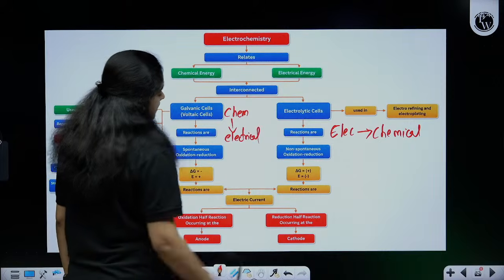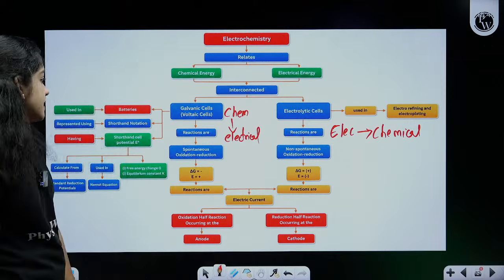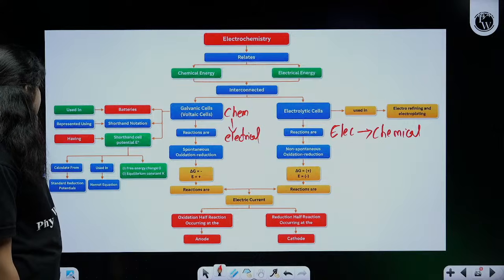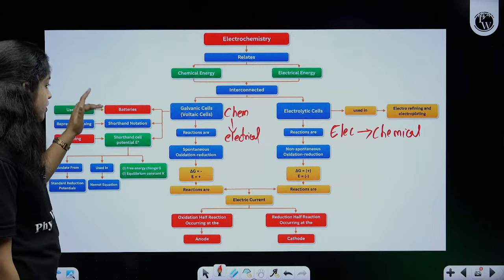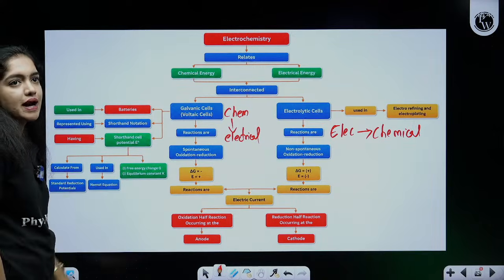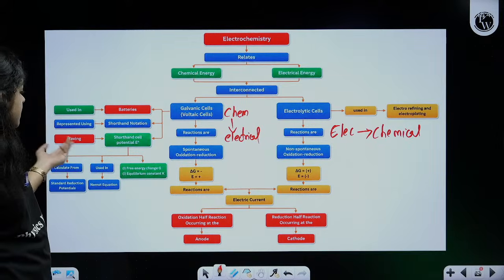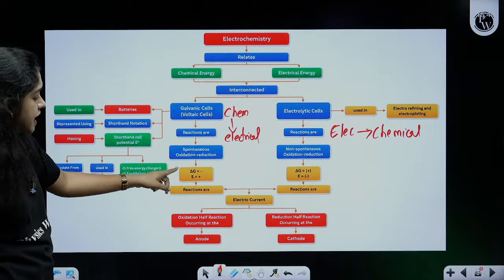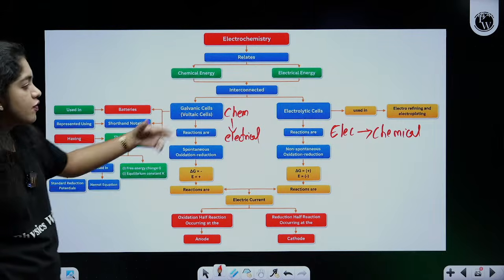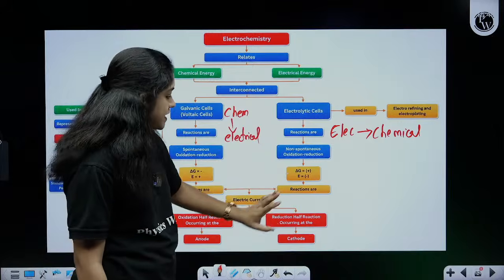An example is the Daniel cell. In the galvanic cell we learned different cells like the Daniel cell, and we are going to study the batteries. The next topic is batteries. Different types of batteries are coming. Then the next one is the calculation. For the galvanic cell, delta G is negative, E is positive. For the electrolytic cell, delta G is positive, E will be negative.